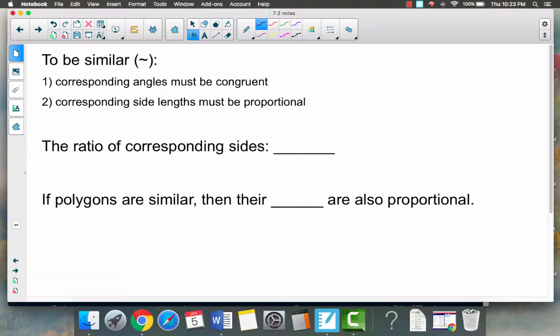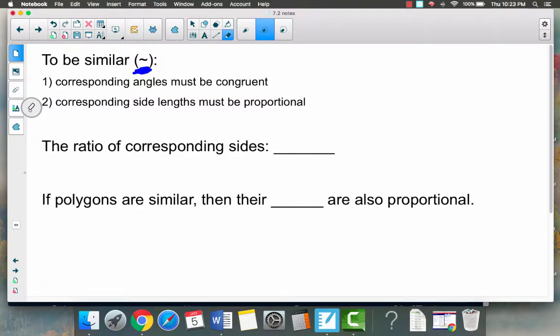The little symbol that's in the parentheses right here, that is the symbol for similar, and I'll talk about that more a little bit later. Notice that congruent was this. Okay, and similar basically just takes the equal sign away because we know similar shapes are not going to be congruent. They're not going to be equal to each other, but they're going to be close.